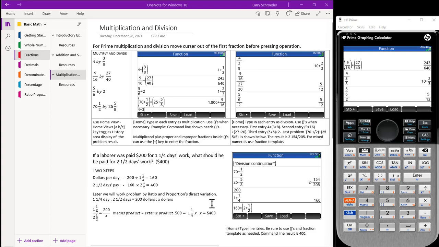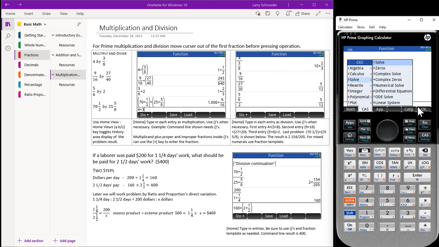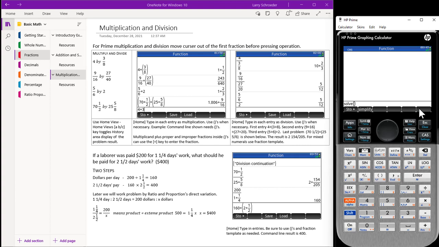Another way to do this is to use the CAS version of your calculator and use ratio and proportions, direct variation. When you're using ratio and proportions, the ratio of days is the same as the ratio of dollars. Then the product of the means is equal to the product of the extremes. We need to solve this equation. We could get this answer by just taking 500 divided by 1 1/4, which turned out to be 400. Or we could go over to our CAS view of our calculator, hit our toolbox, solve, put the solve command in, and write this directly into our calculator.